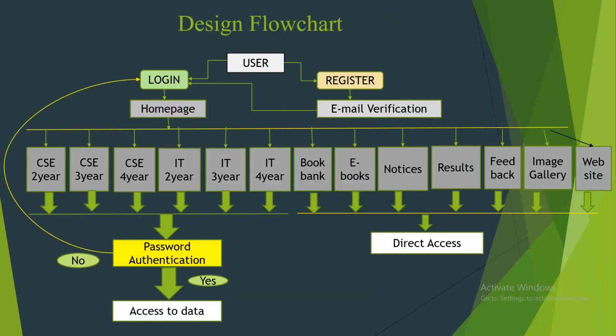Now let's move on to the design flowchart. This is how our app works. First is the user. Here the user registers, then an email verification is sent to him or her. Then after email verification, login. After login, there is the home page, and at the home page you see a lot of icons. The first six are password authenticated, and the remaining ones have direct access.